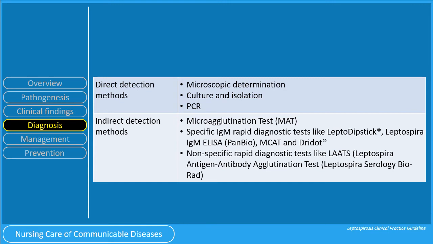Direct detection methods include microscopic determination, culture and isolation, and PCR. Indirect detection methods include the microagglutination test or MAT, specific IgM rapid tests like the Leptodipstick or Leptospira IgM ELISA from PanBio, or MCAT and TriDAT, as well as non-specific rapid diagnostic tests like the LATs, or the Leptospira antigen antibody agglutination tests.